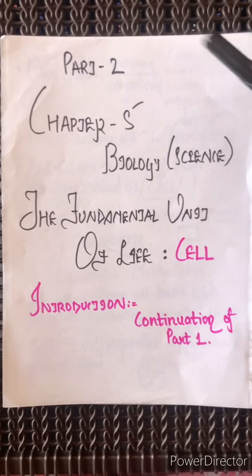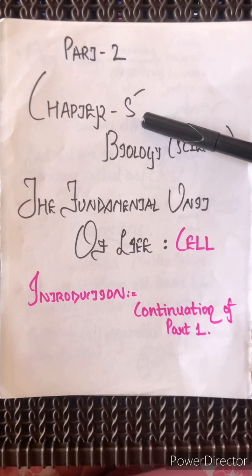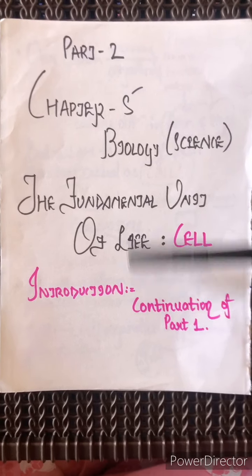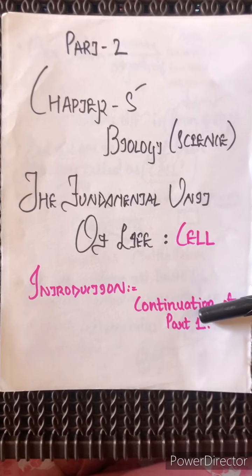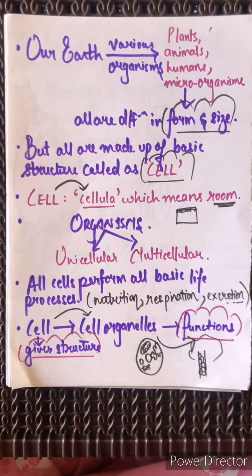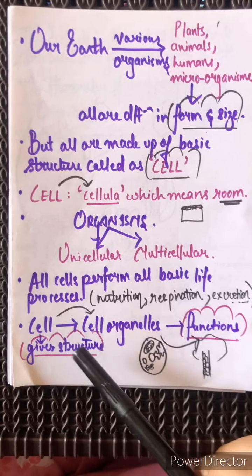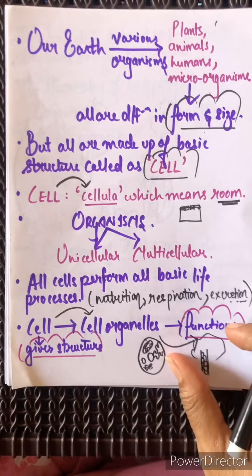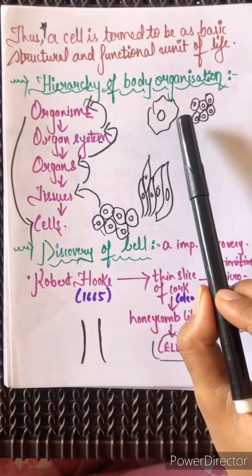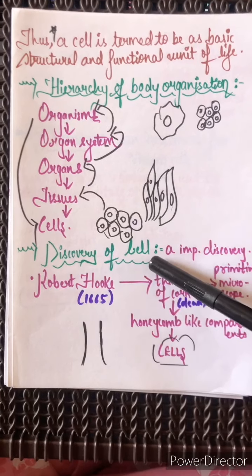Hello students, today we are going to start with part 2 of chapter number 5, the fundamental unit of life. This part is the continuation of part 1, wherein in the first part we studied what we mean by cell, and why we call the cell the structural and functional unit of life. We even studied the hierarchy of body organization and had a look at the discovery of the cell.